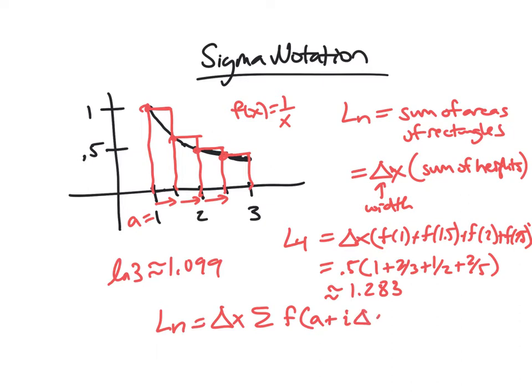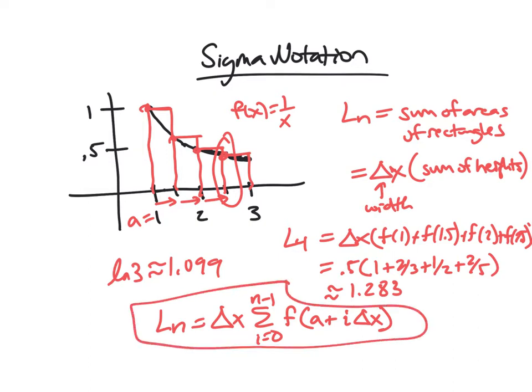And so I'm adding i times delta x, where i goes from 0, because the first point you just want A itself, to n minus 1, not all the way to n, because we stop here at, in this case, 2.5, one width away from the far right endpoint B. Okay, so this is the general form.